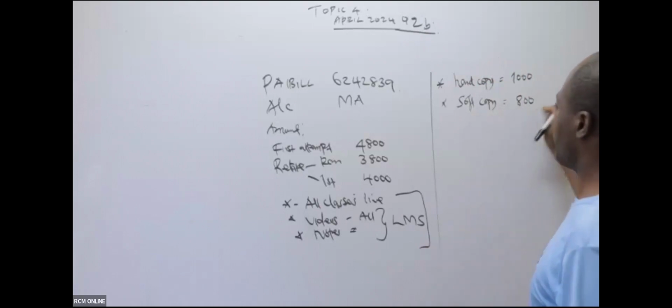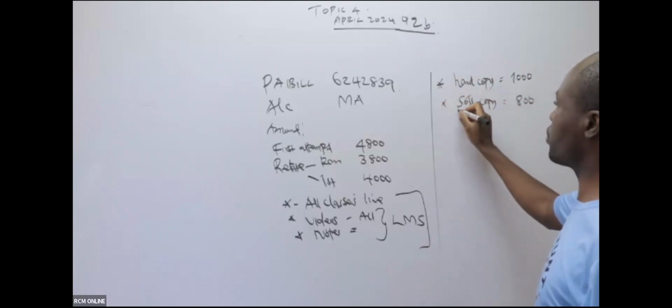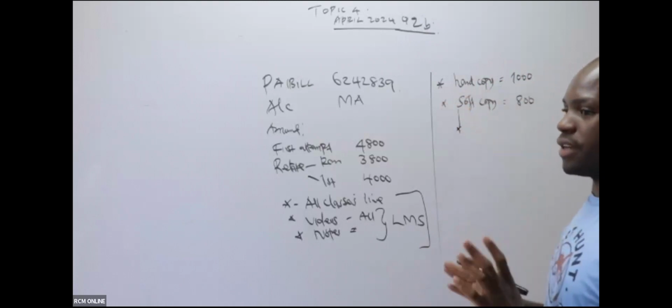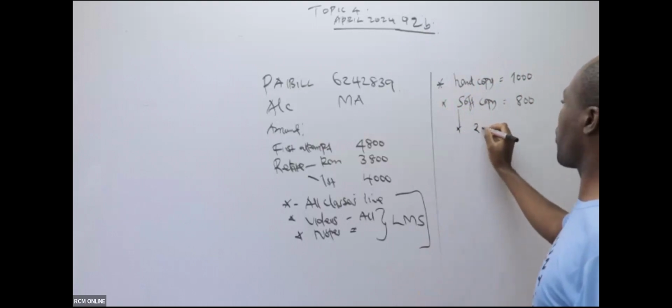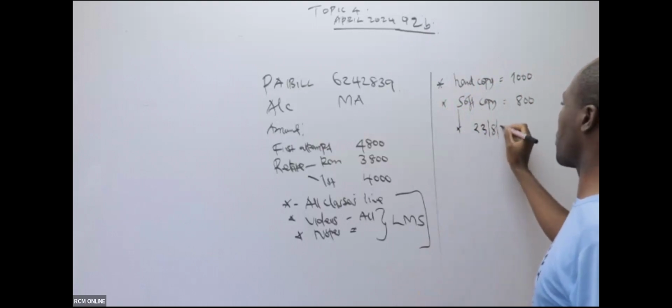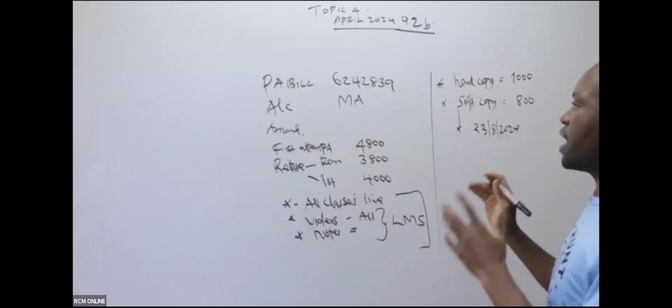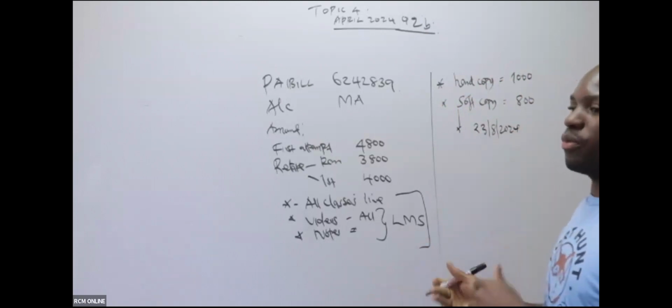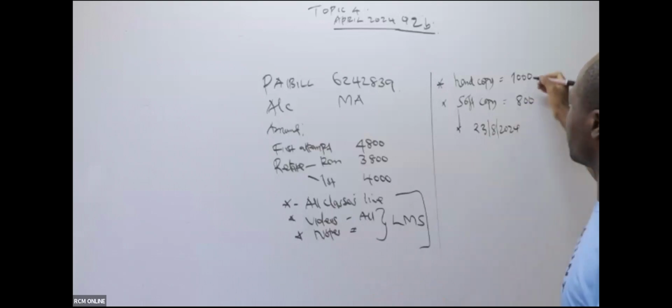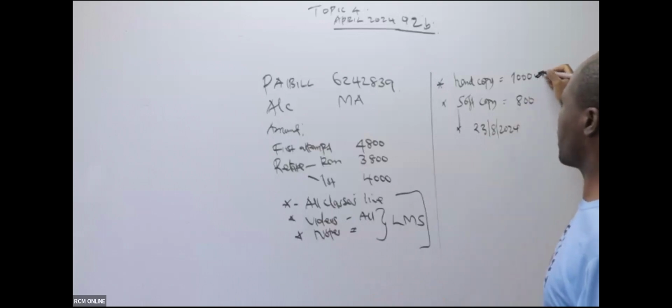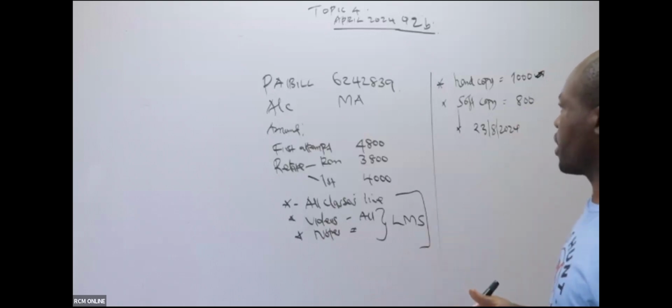The expiry date of accessing the soft copy, it has to expire. That's the only disadvantage of soft copy. It will expire on 23rd of August 2024. Once you're done with the exams, this soft copy will automatically disappear. So if you want to retain the hard copy, just pay 1,000. It gets delivered to wherever you are.